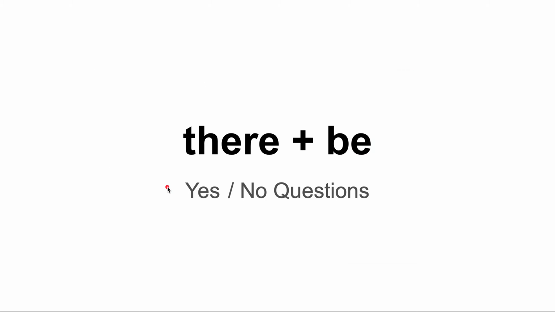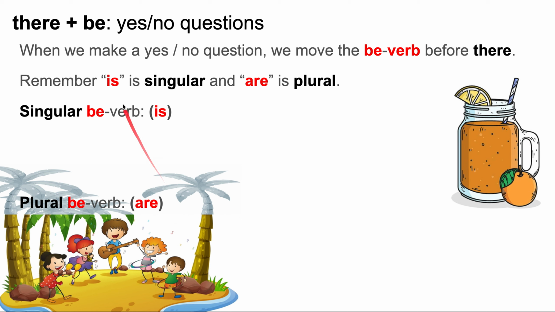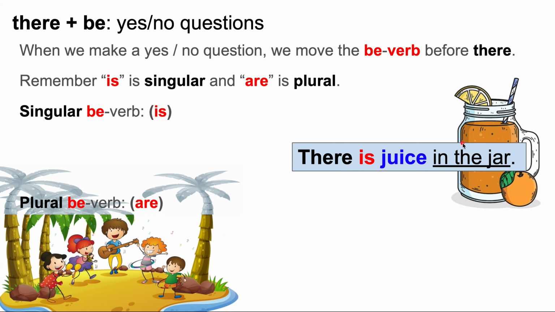Okay, let's look now at yes-no questions. So, when we make a yes-no question, we move the be verb before there. Remember, is is singular and are is plural. So, singular be verb is, there is juice in the jar. Now remember, we're going to move the be verb before there. So, there is juice in the jar. Yes, no question: Is there juice in the jar?